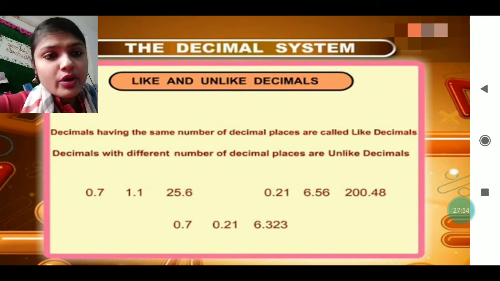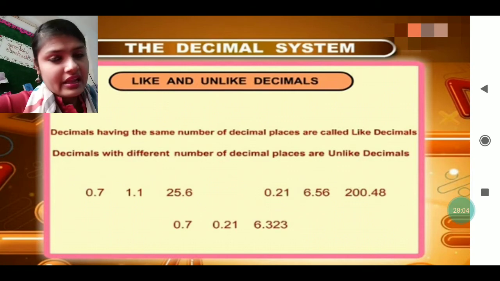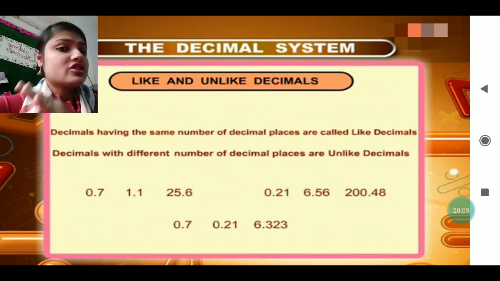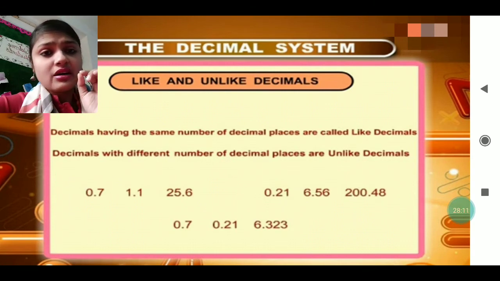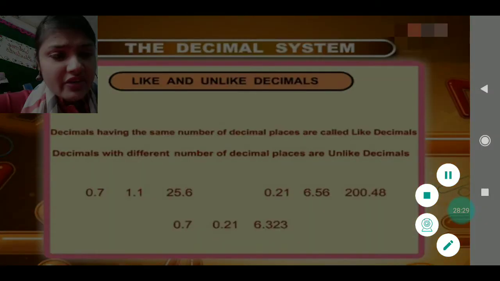Decimals having the same number of decimal places are called like fractions. Decimals with a different number of decimal places are unlike fractions. The decimal place is the number written after the decimal point. The number written before the decimal is the whole number or the integral part. So you can see 0.7, 1.1 or 25.6, or 0.21, 6.56, 200.48. Which one is like and which one is unlike?